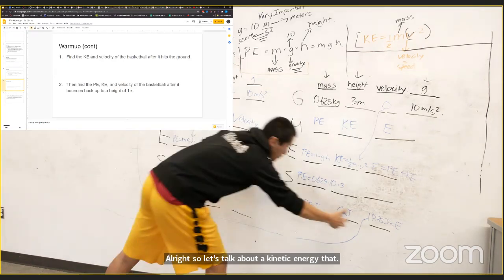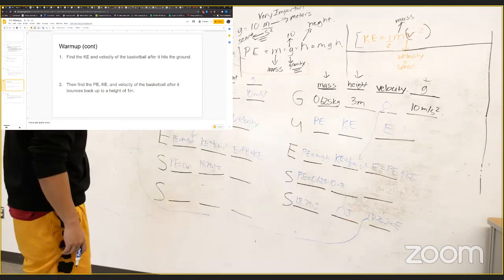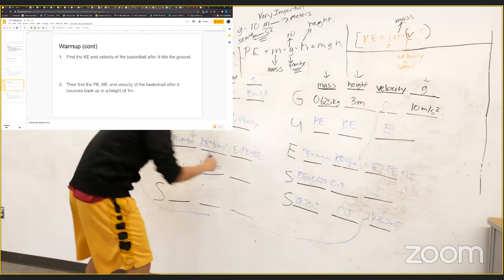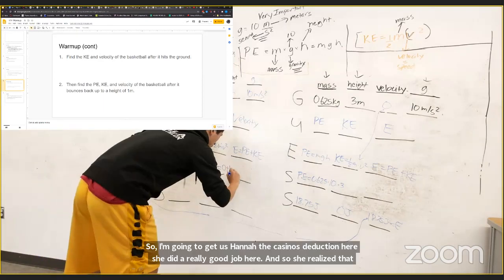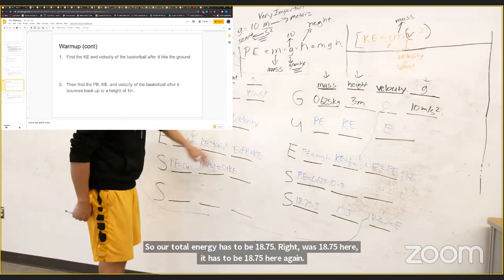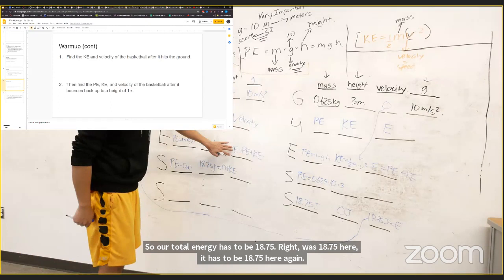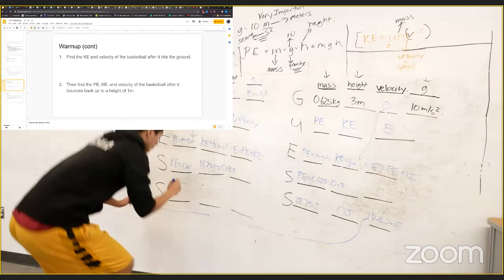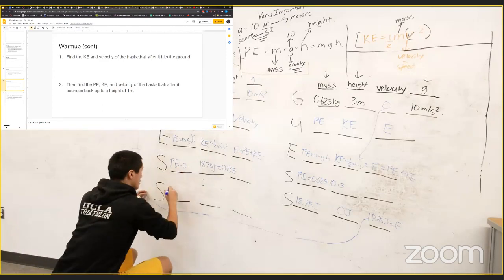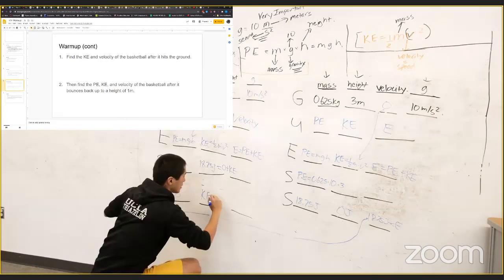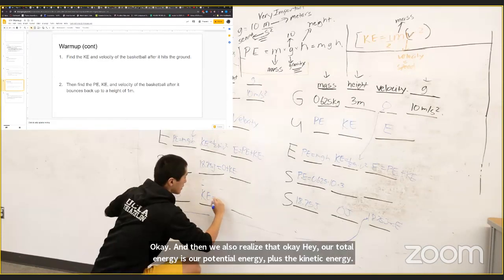Then we also realized that our total energy is our potential energy plus our kinetic energy. And since our potential energy is 0, if we substitute in 18.75 for our total energy and 0 for our potential energy, we'll get that our kinetic energy is just 18.75 again. So potential energy is 0, and our kinetic energy is 18.75.